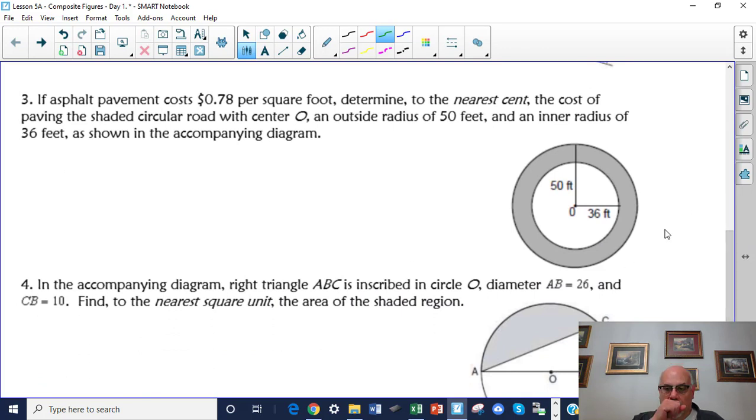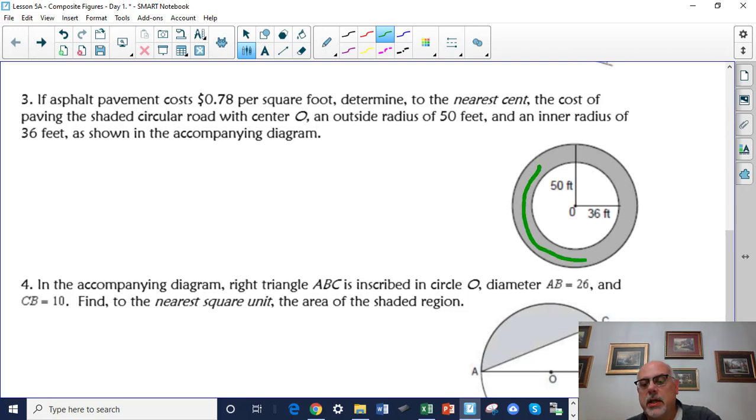All right. So on number 3, you're trying to find the area, right, of the shaded region, just the shaded space. So what you need to do is find the area of the big circle with the radius 50, and then subtract from it the white space in the middle, which has a radius of 36. So you have to find those two areas, you can round them to decimals. That's fine. So you want to do that.